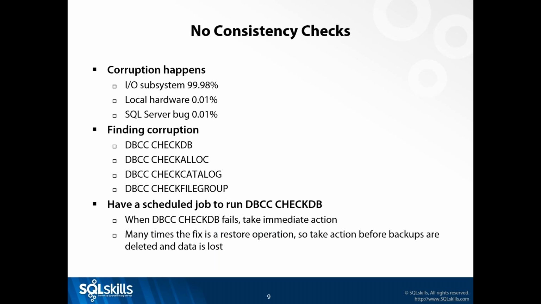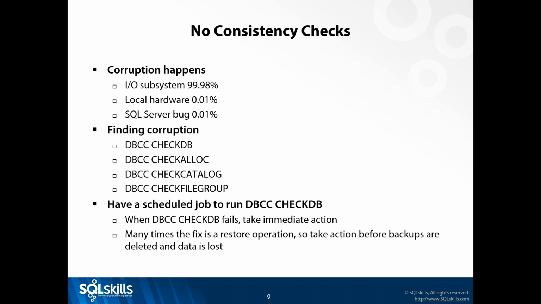The next thing is consistency checks. This is kind of the last gloom and doom slide. What consistency checks are for is checking for corruption. And 99.98% of the time, corruption occurs due to an IO subsystem problem. That means only 0.01% is local hardware or a SQL Server bug. I want to say it was maybe 2012 that had a bug in an AG that could potentially corrupt, and that was quickly fixed. That's the last time I'm really aware of a situation within SQL Server itself that could lead to corruption. Again, over 99% is some IO subsystem problem.